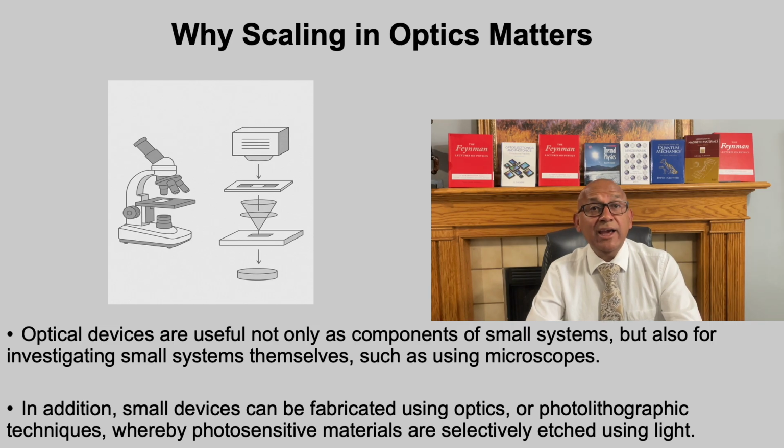Second, optics helps in how we make small systems. In photolithography, we project patterns of light onto photosensitive materials, develop those patterns, and use them to etch or deposit structures. The smaller we want the features, the more carefully we have to think about the optics behind that patterning step. So, optics both reveals the nanoscale and helps build it. In the next slides, we will connect these ideas to practical limits, how optical performance scales, and what that means for fabrication and measurement at ever smaller sizes.